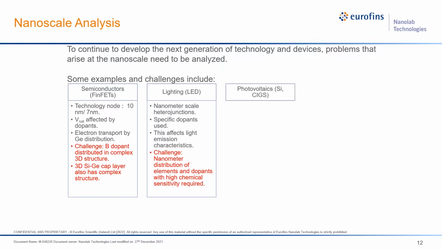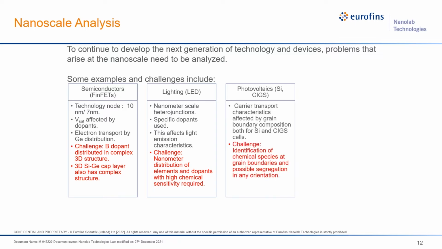When you look at energy-based devices such as photovoltaics, such as silicon and CIGS thin film solar cells, the challenge and the issue here is looking at charge carrier transport. Charge carrier transport is affected by the grain boundary composition for both these types of photovoltaic devices. If there is any possible segregation of chemical species in the grain boundary, that's important to know for the electronic transport. But the issue is that these grain boundaries can be in any orientation and they don't necessarily have to be flat.